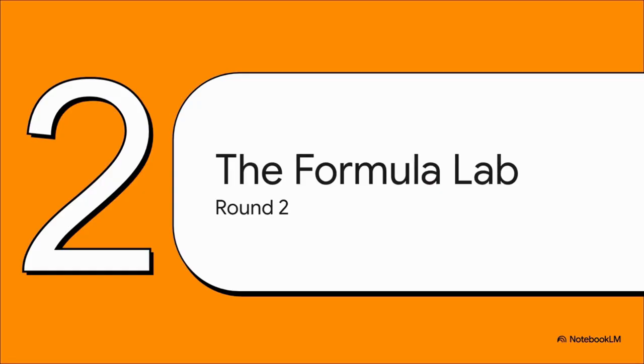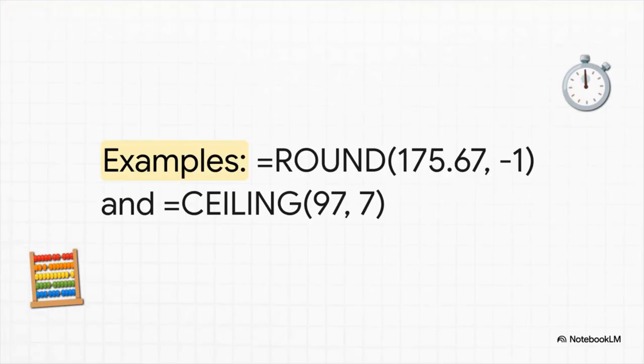Moving right along, round 2, the Formula Lab. The basic trivia is out of the way, so let's get into the actual math. So we've got 2 potentially tricky functions here. Now round simply rounds your number up or down to a specified place. By using a -1, we're basically telling it to round 175.67 to the nearest 10, which simply spits out 180. Easy enough, right? But when students see functions like ceiling under exam pressure, oh man, the panic really sets in. Don't worry though, I'm going to show you a 10-second trick to solve it literally every single time.